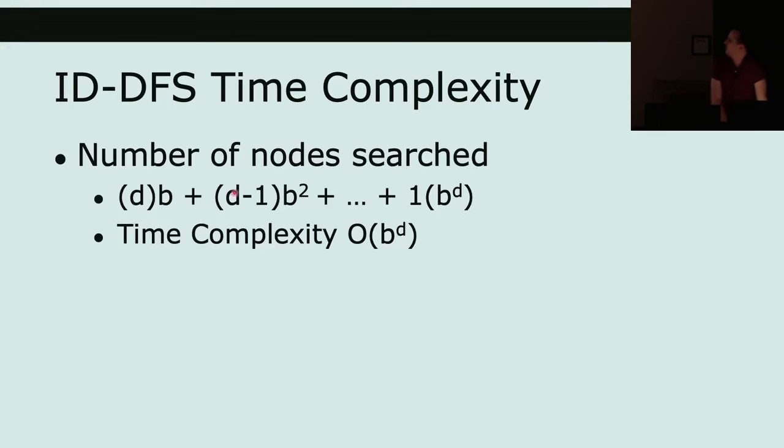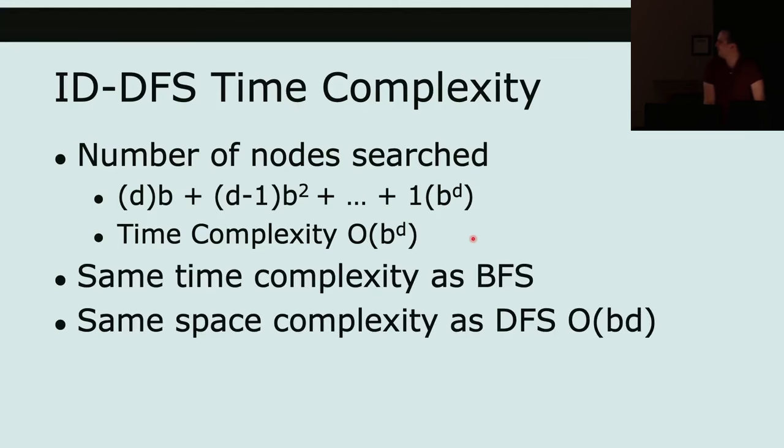So for the number of nodes searched, you have d, which is the shallowest goal. You're searching the root node d times. You're searching the second depth d minus 1 times. You're searching the next depth d minus 2 times. And if you look at this, d times b plus (d-1) times b squared, whatever, up until b to the power of d, well, big O time complexity, when you're talking about exponentials, only cares about the biggest exponential. And the biggest exponential is the final one. And so time complexity is the same as breadth-first search. But in practice, I'll talk about that in a sec.